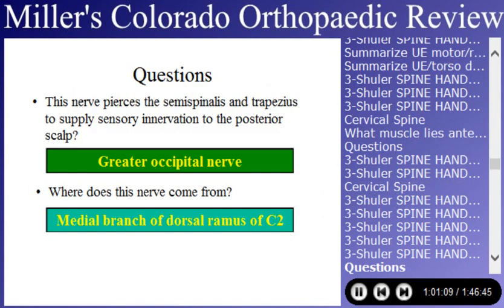Greater occipital nerve. Where does it come from? The medial branch dorsal ramus of C2. I think I incorrectly spoke before. It is the medial branch dorsal ramus of C2.